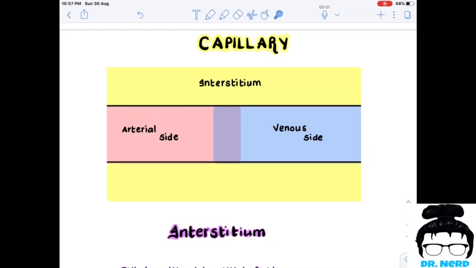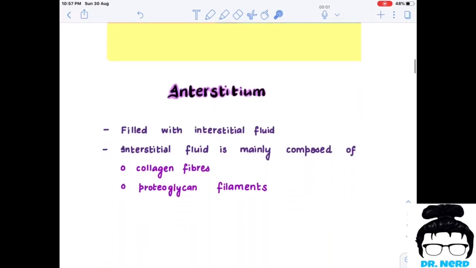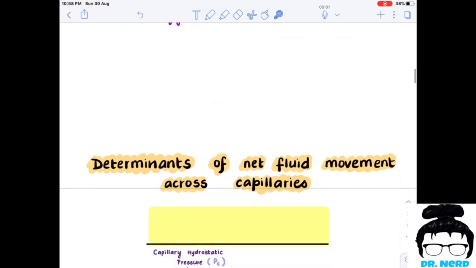Surrounding the capillaries, we have a space filled with fluid. This space is called the interstitium, and the fluid is called interstitial fluid. This interstitial fluid is mainly composed of collagen fibers and proteoglycan filaments.